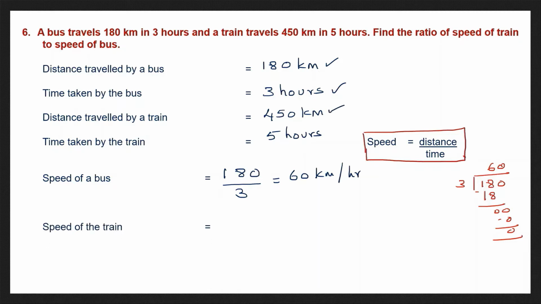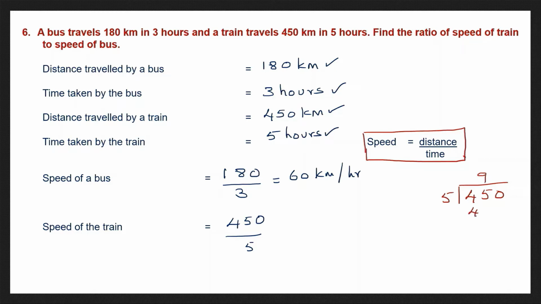Okay, now let's find the speed of a train. So let's take the distance traveled by a train, that is 450 kilometers, and divide this by the time taken, which is 5 hours. Now let's divide 450 by 5. We have 45. So 5 nines are 45, minus 0. So that is 90. So that means the speed of a train is 90 kilometers per hour.